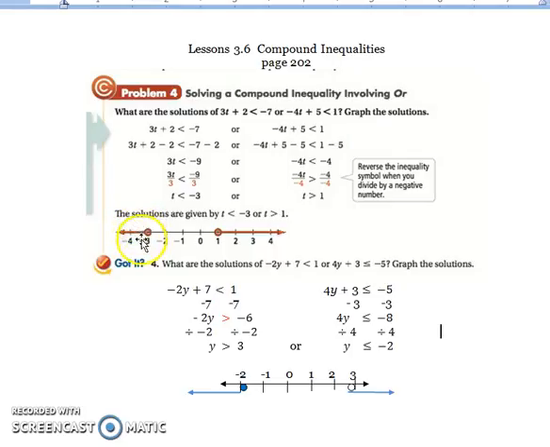If we graph that, less than, so it's an open circle. And it goes to the left. Less than is to the left. Now we're going to solve this one completely separately. I don't care what the other one did.